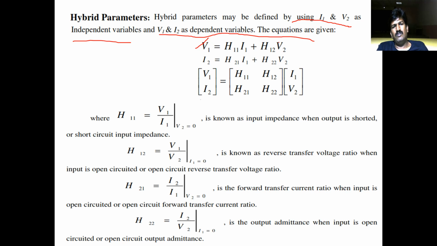H11 is equal to V1 divided by I1, where V2 is short circuited. It means that the output is short circuited. You can say this is the input impedance when the output is shorted. And H12 is V1 divided by V2 when I1 is 0. It is nothing but the reverse transfer voltage ratio when the input is open circuited. H21 is I2 divided by I1, the forward transfer current ratio, when the output is short circuited.